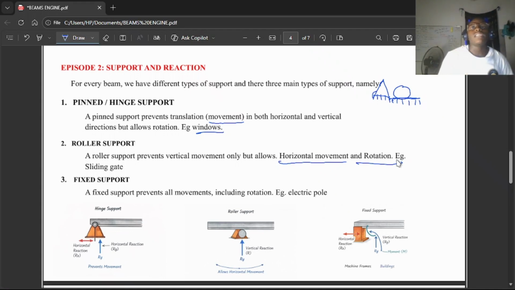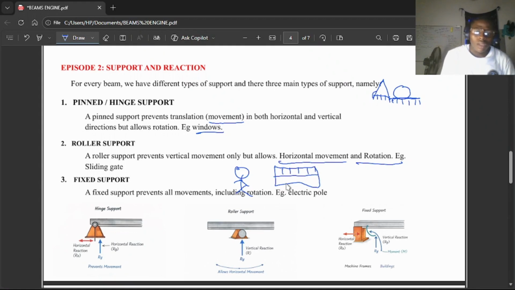So what's a good example of our roller support? It is the window we are opening this way and closing this way. Another good example is our sliding gates that we have at our homes. Am I communicating? The sliding gate is exactly a good example of it. So let's say this is Musa. This is Musa, right? Musa is our gate man. This is our gate.